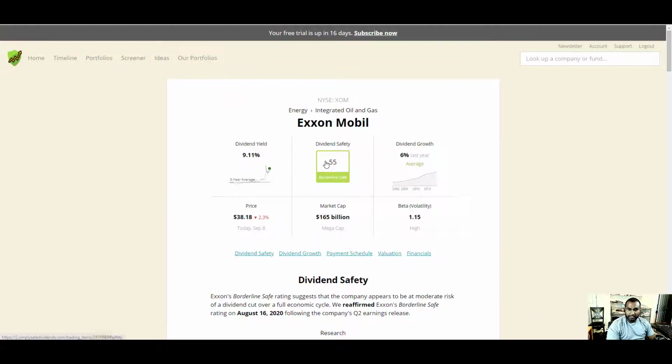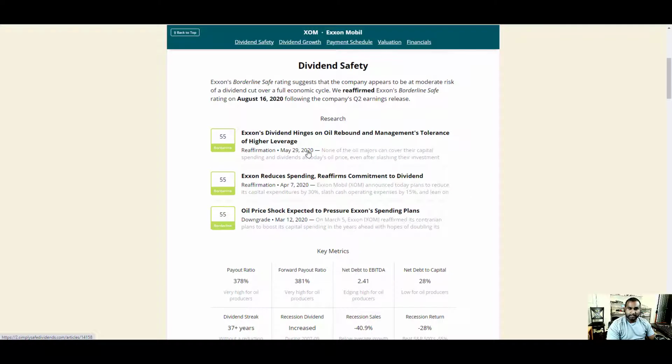Okay, let's look at this dividend safety section. Exxon dividend hinges on oil rebound and management tolerance of higher leverage. Okay, that was on May 29, 2020. Exxon reduces spending, reaffirms commitment to dividend. Look at this. That was on April 7, 2020. Oil price shocks expected to pressure Exxon's spending plan.